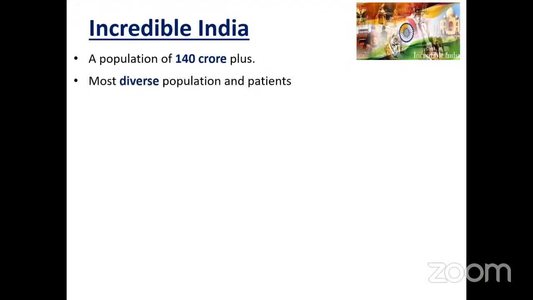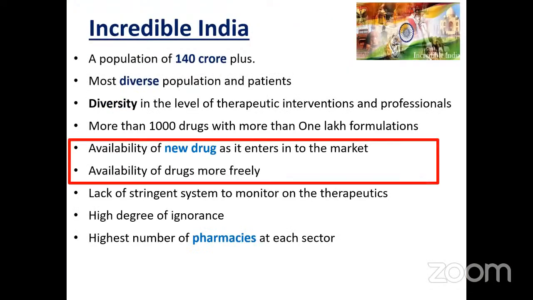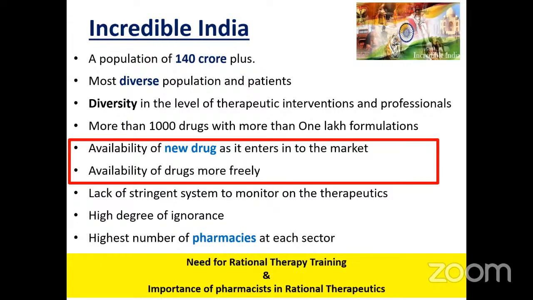We have high potential because we are a hub of new drug development. Also, new drugs become available very easily in India, and if drugs are becoming available very easily in any place of the country, now the wisdom and the precautions need to be highlighted more. And we have the highest number of pharmacies in any sector. So the need of rational therapy training and the importance of the pharmacist in rational therapeutics becomes very pertinent.